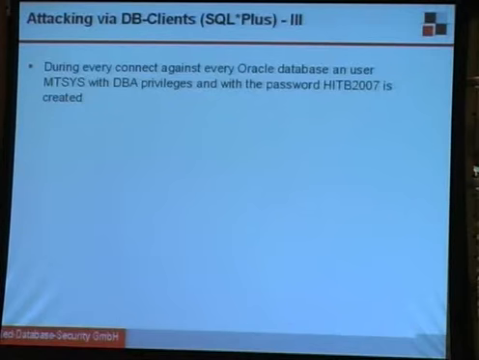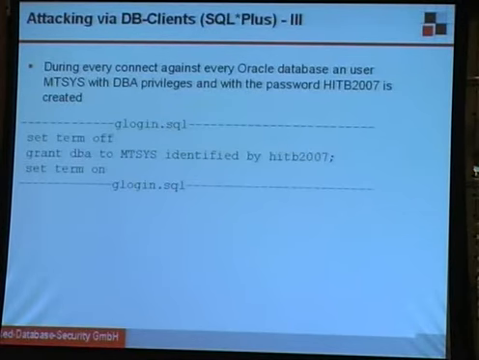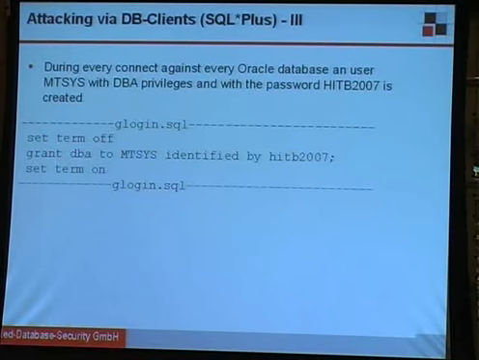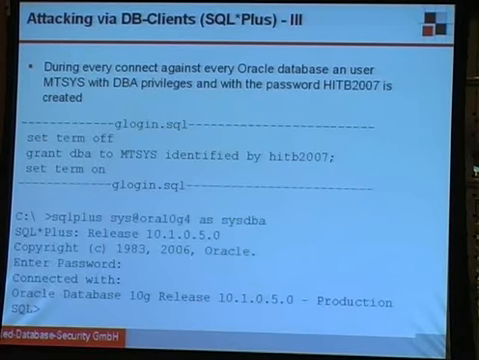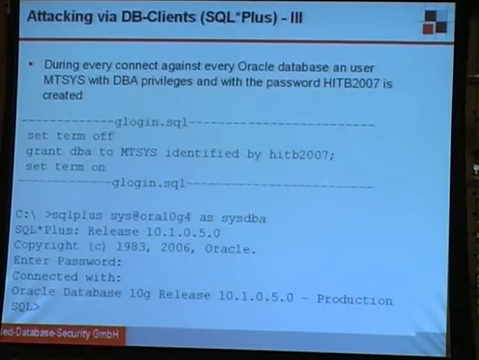And here's what you can do. We insert into glogin.sql the string set term off. With this, we are disabling the terminal output, so the entire feedback is no longer displayed. Then we grant DBA to a username identified by a password. If you use the grant command in this way, with this identified by, you create a user. It's not necessary to use the create user command. And then we enable the terminal output, so the DBA sees his normal login. So the DBA connects to the database, and in the background, a backdoor is installed.